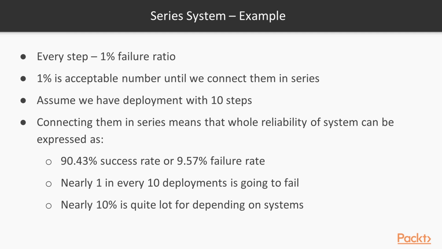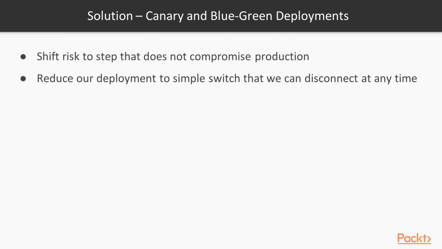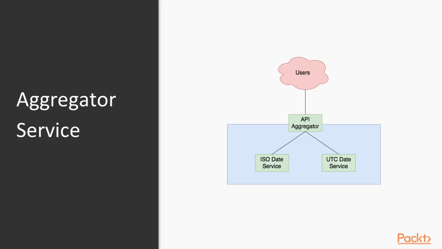Nearly 10% is quite a lot for depending on the systems. It might be a risk that we're not willing to take, so why don't we work to reduce this risk to an acceptable level? Why don't we shift the risk to a step that does not compromise production, and we reduce our deployment to a simple switch that we can disconnect at any time? These are two concepts called canary and blue-green deployments. Let's see the test system.